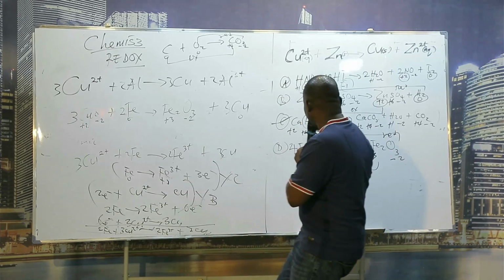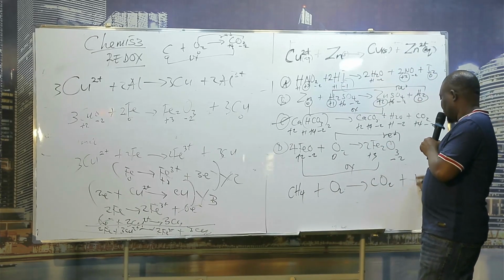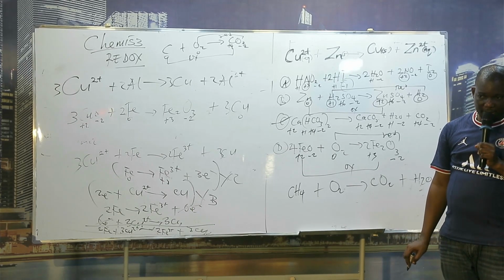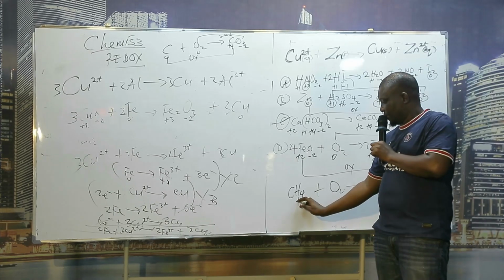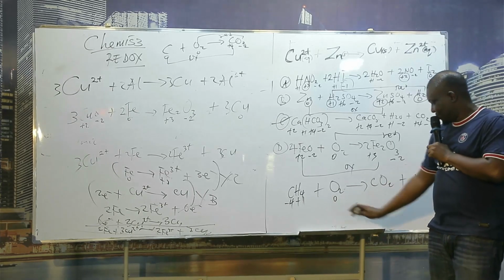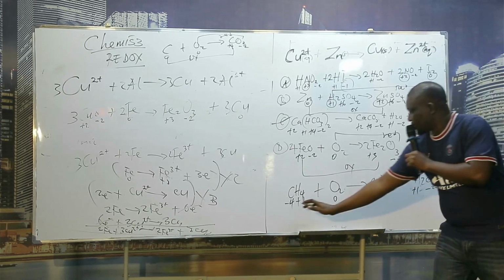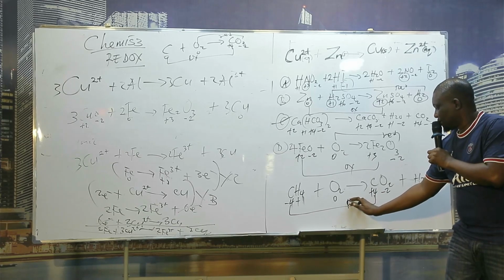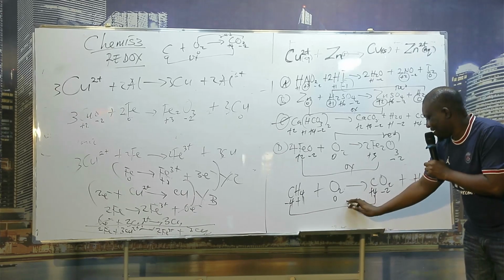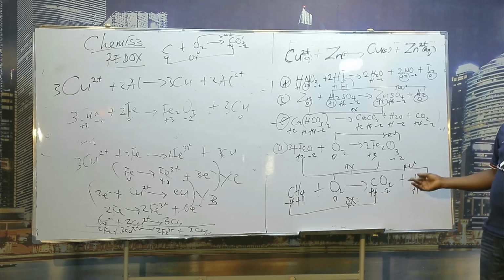Even when you have this, check if it is redox. CH4, methane, plus O2 equals CO2 plus H2O. What type of reaction is this? Combustion. Is it redox? Yes. How is it redox? Minus 4, plus 1. Do you get what I just did? 0, plus 4, minus 2, plus 1, minus 2. From here to here is what? Reduction. From here to here is oxidation. So it is a redox reaction.